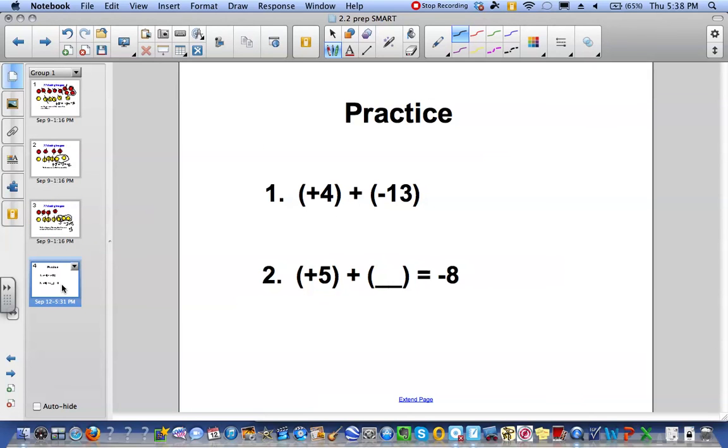So your practice questions, the ones that you need to do and bring into class for Monday. The first one is positive 4 plus negative 13. And the second one's a little trickier. I want you to fill in the blank. Positive 5 plus something equals negative 8. Bring those in and we'll mark them in class.